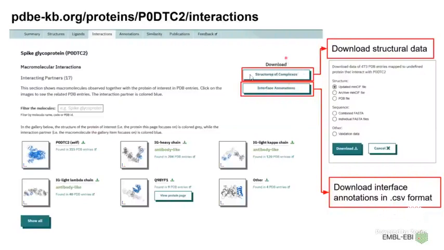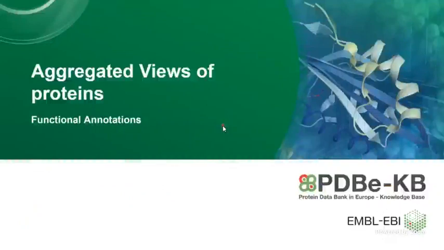Then you can download the structural data, all the complexes. For example, in this particular case, you have 473 PDB entries which are interacting with macromolecules, and you can download various types of data using this download button. All the annotations which you see in the Protvista viewer for interface annotation, you can use this button to get those in CSV format.